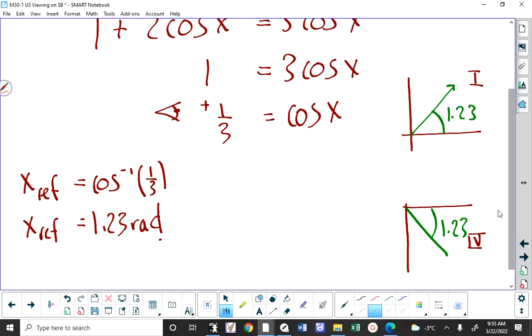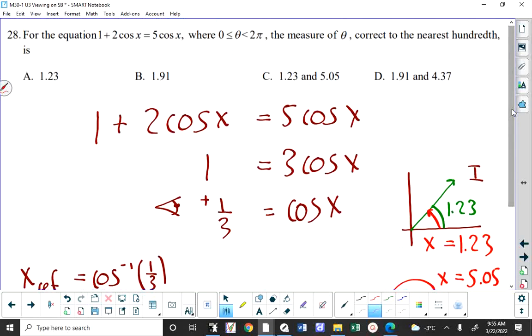Then we would say that x, the actual rotation angle, can be found by finding each of those. One of them will be 1.23. The other will be 2 pi minus 1.23, which is 5.05. So you get 5.05 rads, and you're done. If you truly understand this and you're really qualified with trigonometry, this is a very quick question to answer.